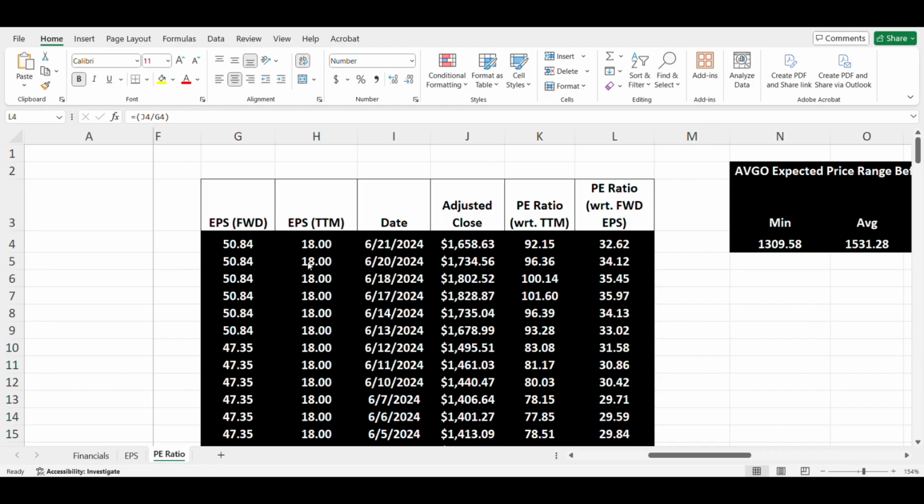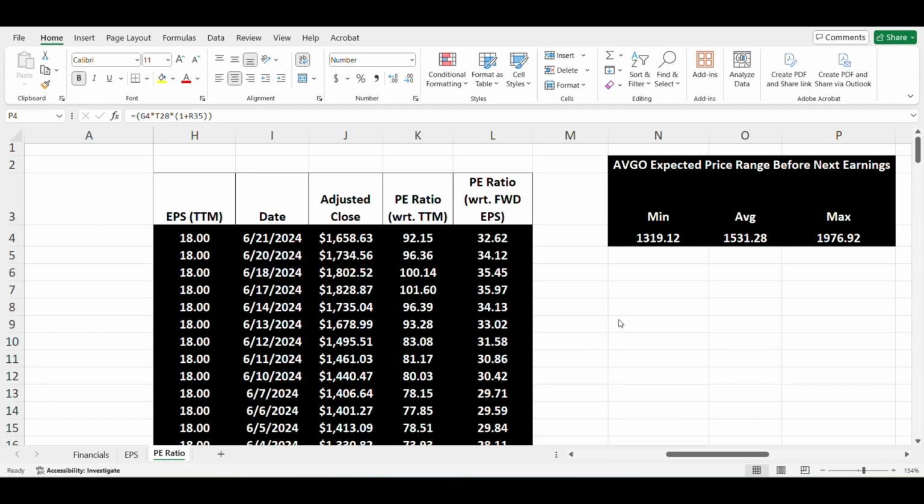So EPS forward is basically this quarter's earnings actuals plus the next 3 quarters' earnings projections. And EPS trailing 12 months is the last 4 quarters' earnings actuals, including the latest quarter. At this point, Avago forward PE ratio is at 32.62.